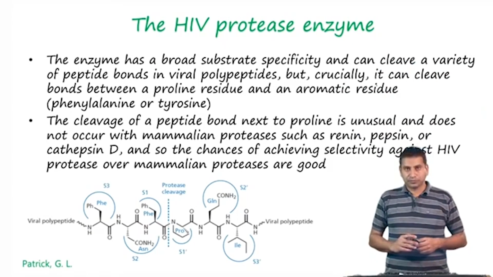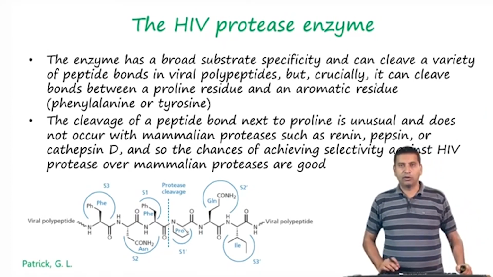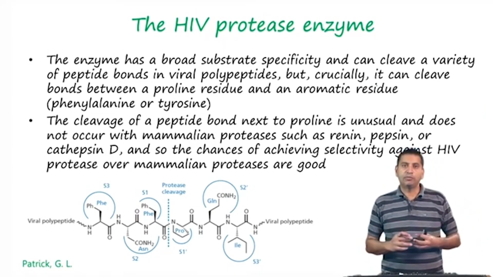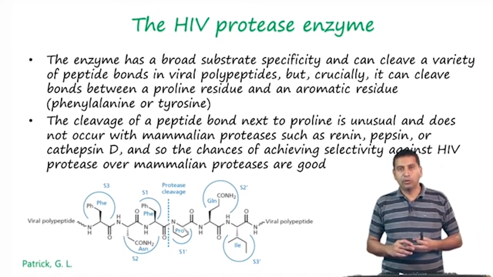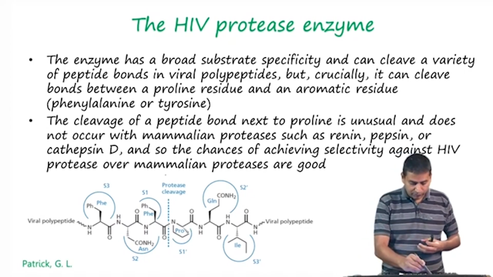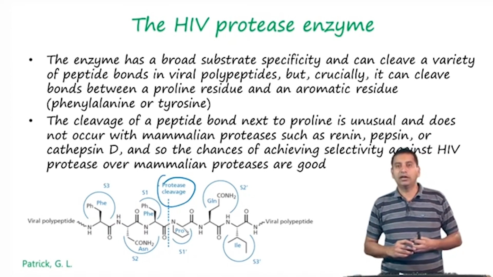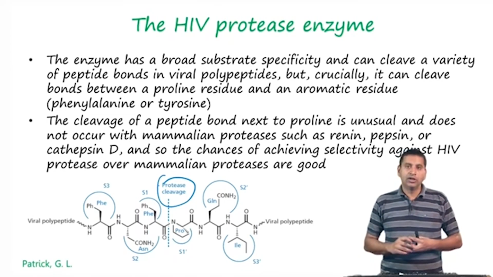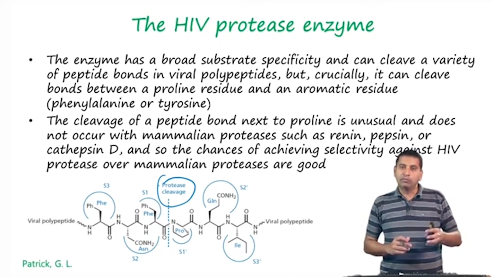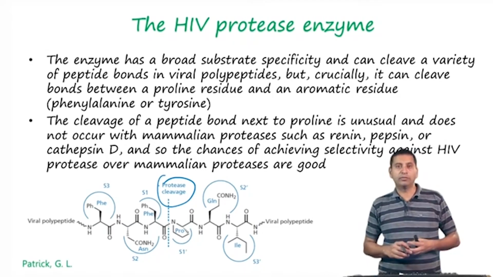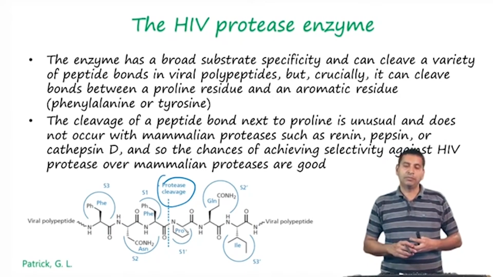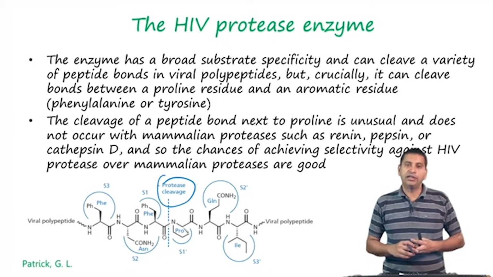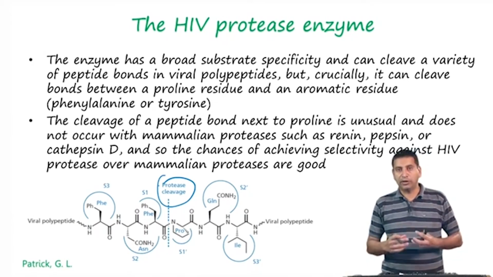So, the enzyme actually has quite broad specificity, and it can cleave a variety of peptide bonds in viral polypeptides. But crucially, it can cleave the bond between a proline residue and, as shown here, an aromatic amino acid residue such as phenylalanine or tyrosine. So, the cleavage of the peptide bond next to the proline is quite unusual and does not occur in mammalian proteases, which we are already familiar with, such as renin, pepsin or cathepsin D. So, the chances of achieving selectivity against HIV protease is actually quite good.